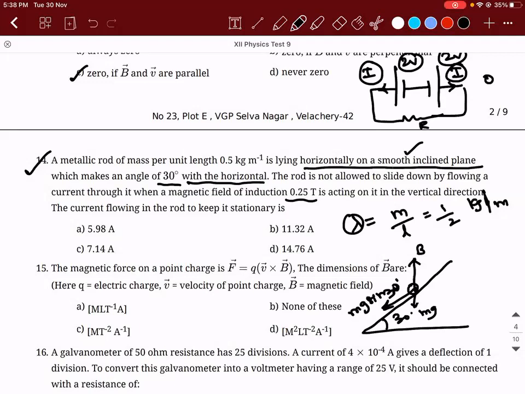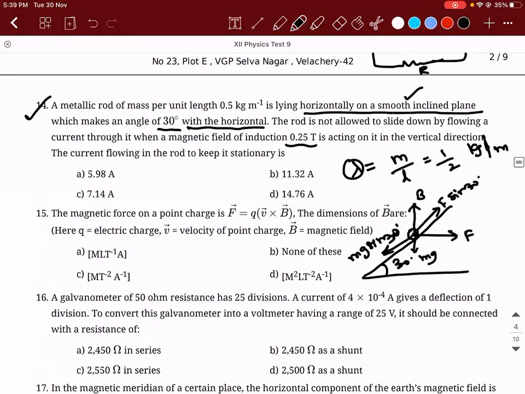Then the force that is acting on this particle should be in which direction? We know that force is perpendicular to both current and magnetic field. So the force will be in this direction. Now, if you resolve this force, then this will become F sine 30 degrees. So mg sine 30 should be equal to F sine 30. Actually, it is not. One minute. There's 30, there's 60. This should be 30, which should be F cos 30.